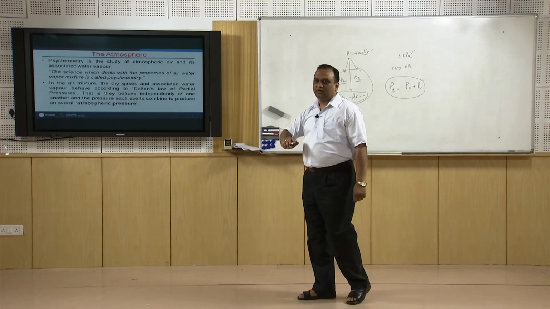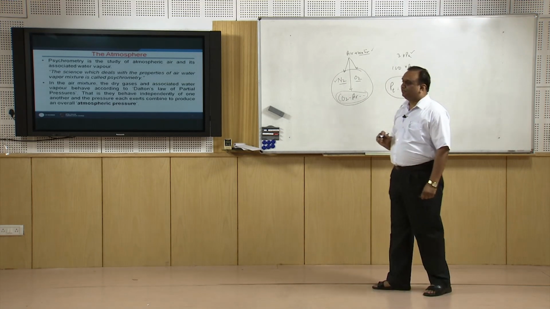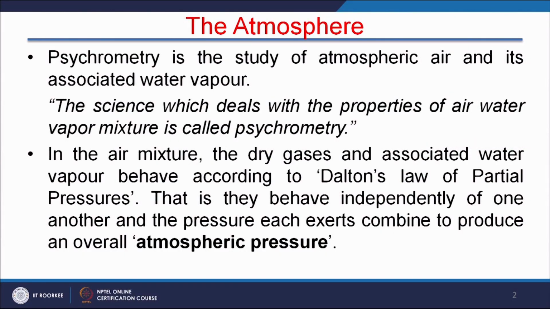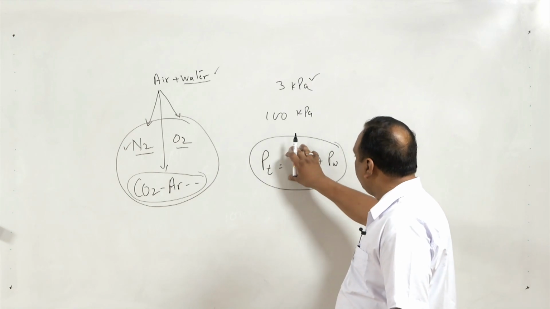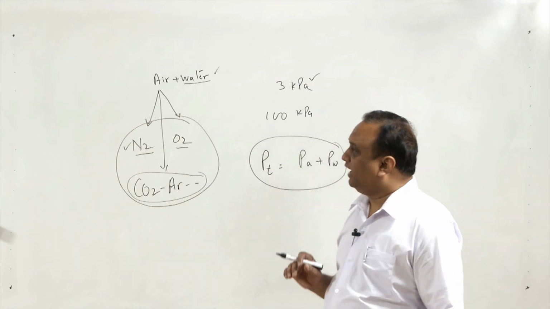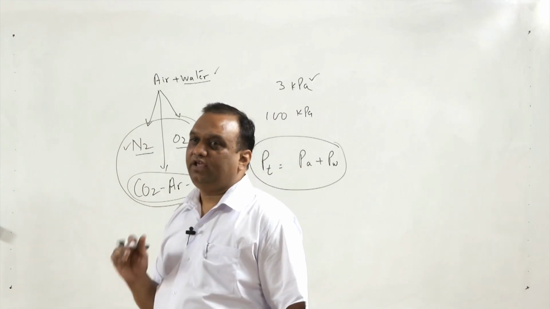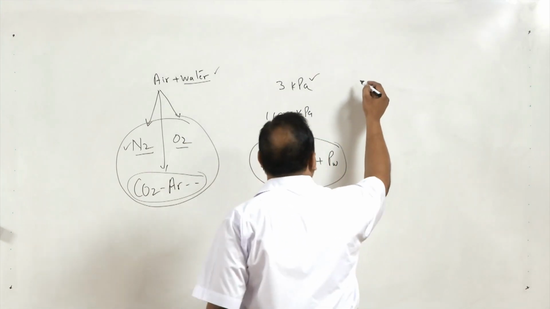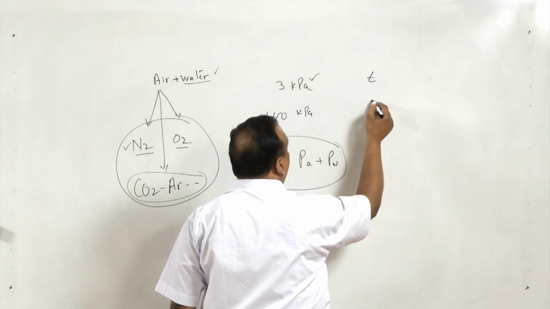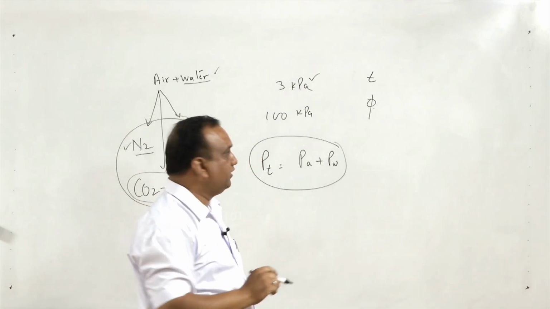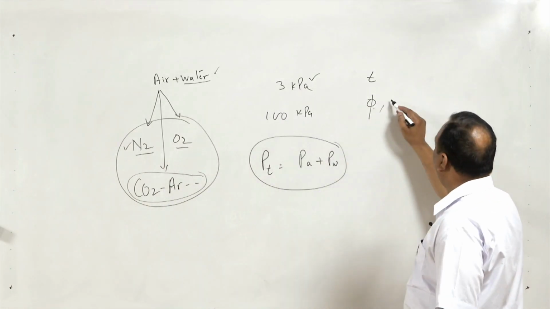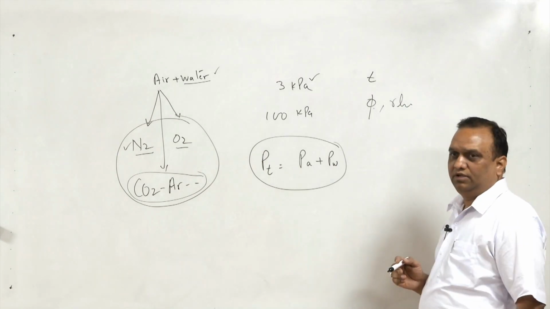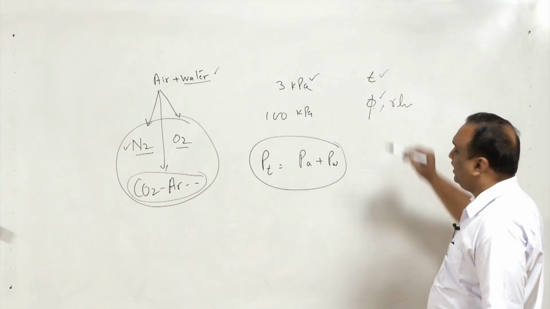Now, we will go by the definition of psychrometry. Psychrometry is the study of atmospheric air and its associated water vapor. The thermodynamic study of the mixture of pure air and water vapor is known as psychrometry, and psychrometry is very helpful in air conditioning processes, because in air conditioning normally we maintain the temperature and relative humidity. Relative humidity is denoted by phi, and also by RH. So, we deal with the temperature and relative humidity.